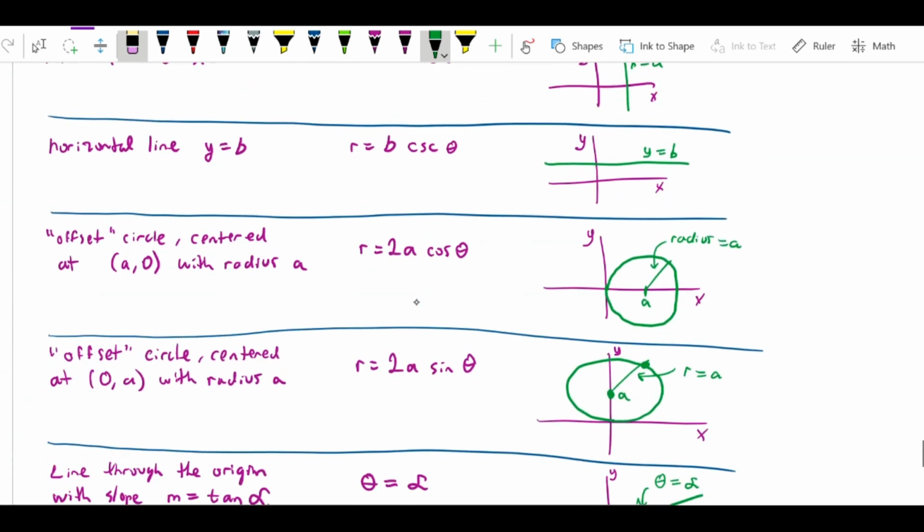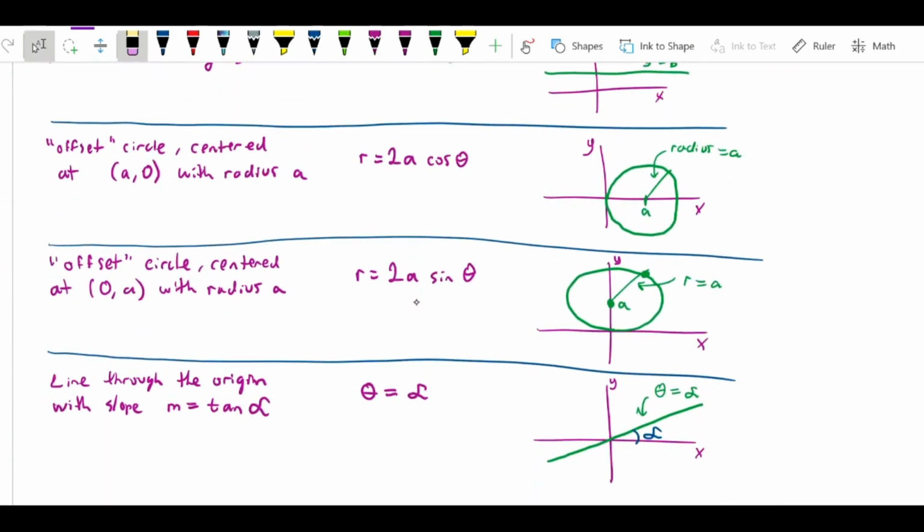The next one, sort of surprisingly, is one we did an example of. We actually did the second one of these, the one that's r equals 2a sine theta. This is what I call an offset circle. In other words, it's a circle of radius a whose center is either at (a, 0) or (0, a), as I've drawn them in these two examples. In the first case, when the center is at (a, 0), this is going to have the equation r equals 2a cosine theta. And in the second case, where we have a center of (0, a), a little bit up the y-axis, the equation is r equals 2a sine theta.